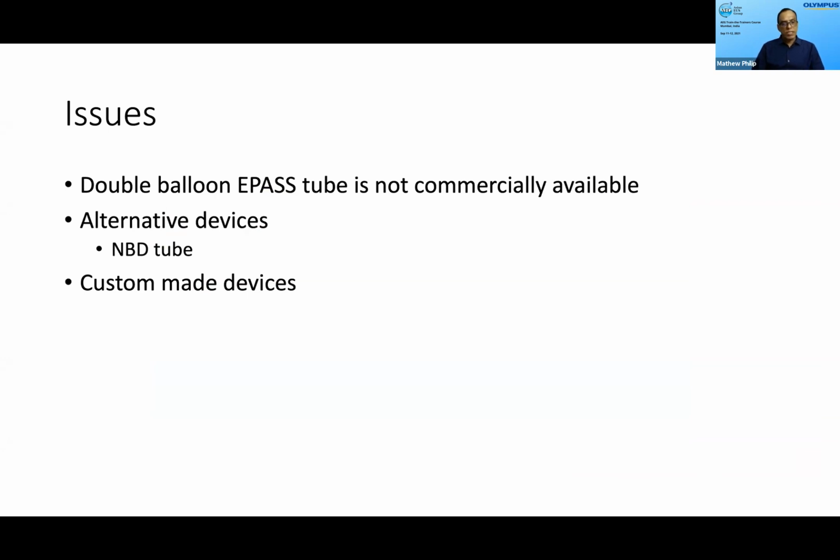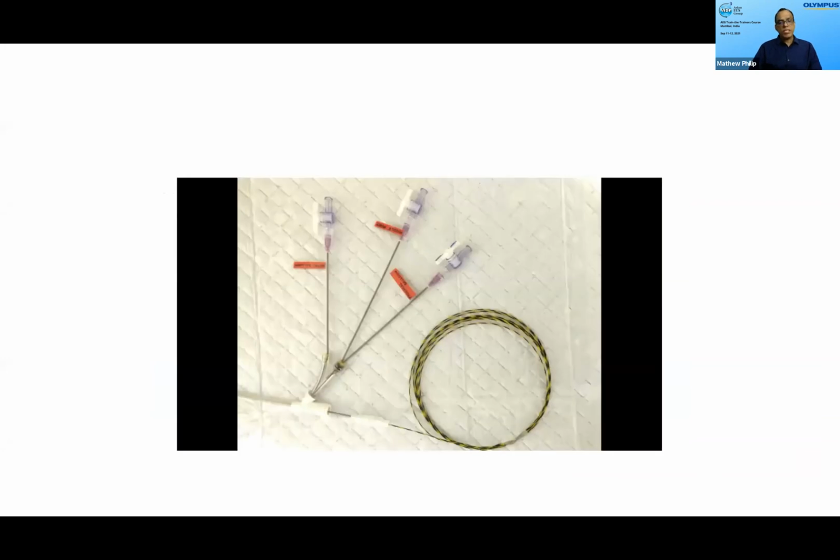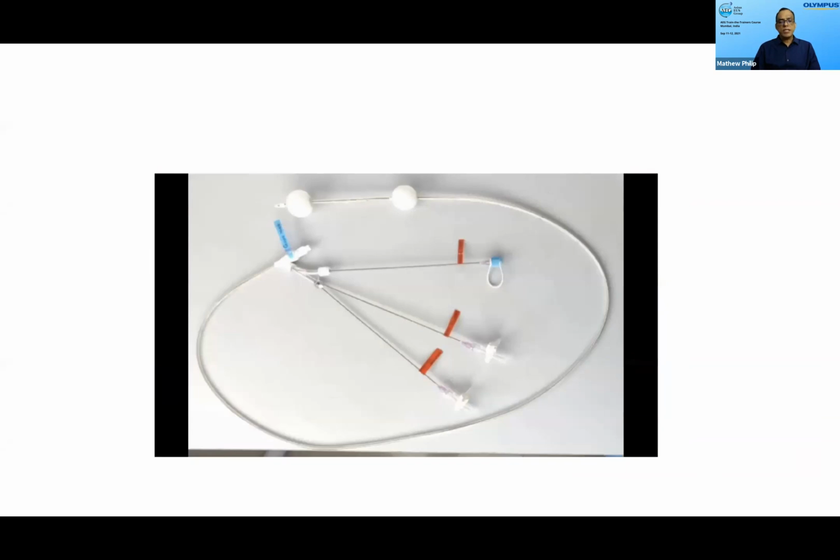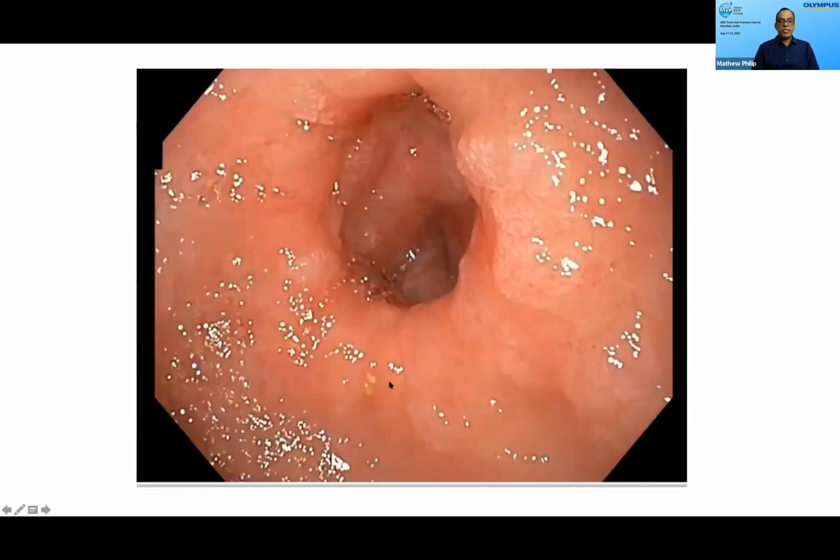So the issue with this technique is that the double balloon EPAS technique tube is not commercially available. So you need to use alternative devices like a nasopharyngeal tube or other systems or custom-made devices. So I will just tell our experience by using a custom-made tube. This is a tube made in our department, which has 4 lumens. It has two balloons at the tip, separated by almost 6 to 9 centimeters.